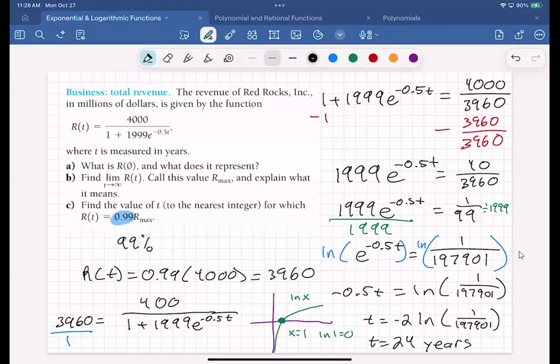Okay. Now, one thing I would point out here, just kind of a side note as you're dealing with this, if you don't like the fact that there's a fraction in there, you could also go to your calculator and put 2 times the natural log using your power rule, power property of logarithms, 197,901.